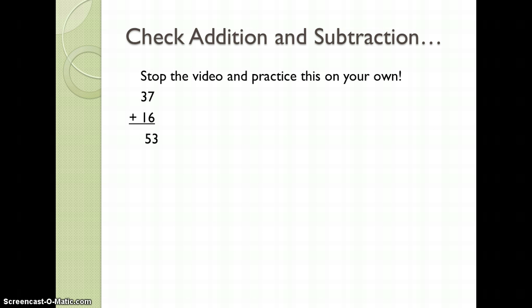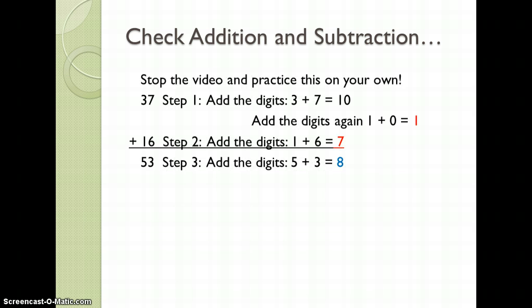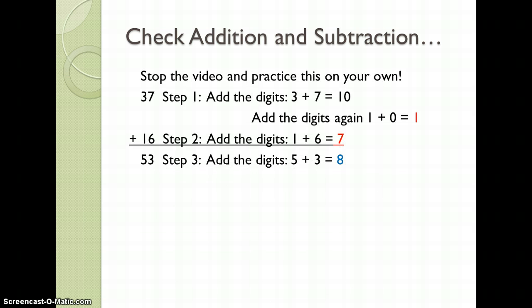Let's stop the video and practice 37 plus 16. Does that equal 53? Okay, so step 1, we add the digits of 37. So 3 plus 7 is 10. Since 10 is greater than or equal to itself, we'll add the digits again. So 1 plus 0 is 1.